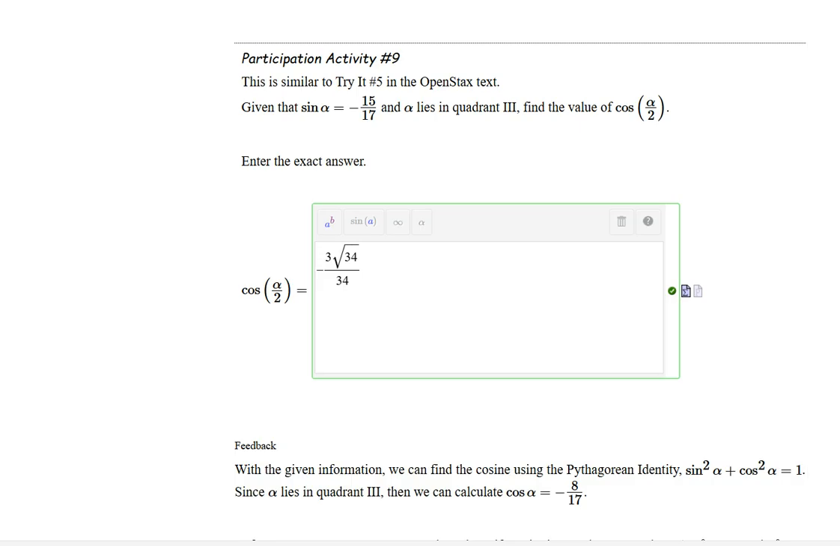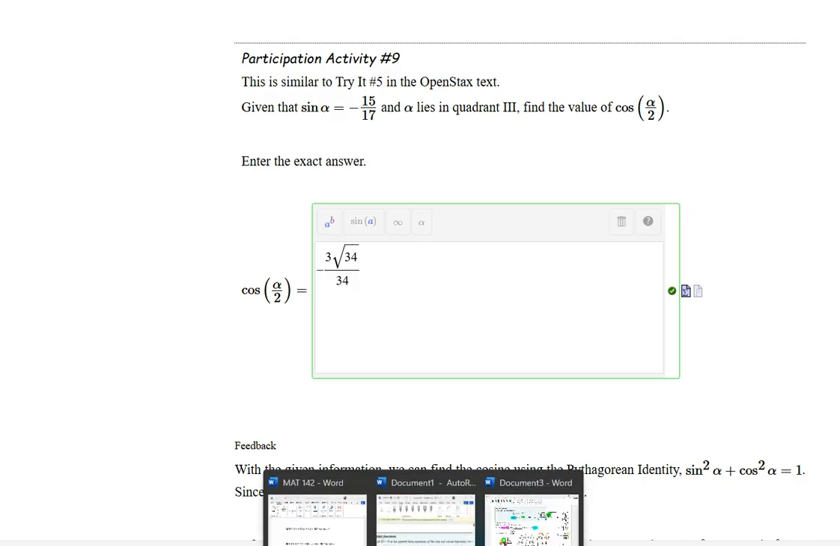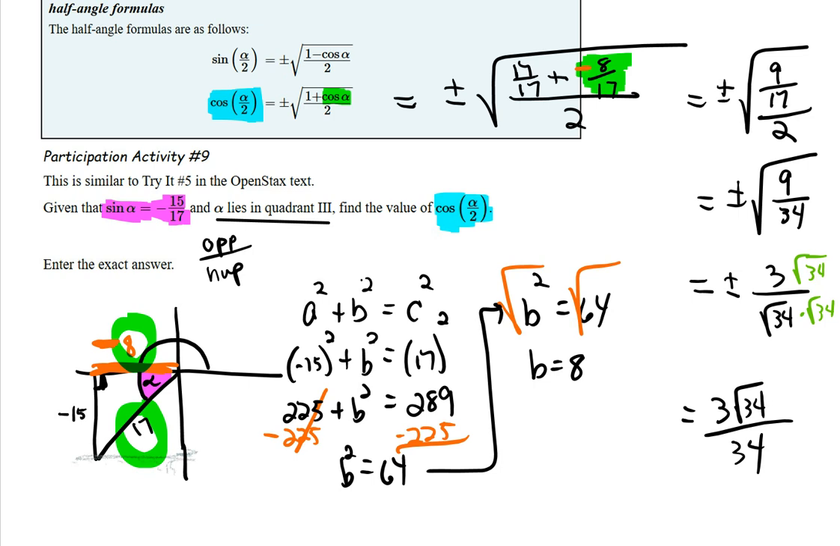Sometimes it helps to watch me struggle through it, I guess. But yeah, I forget things along the way. But it's part of the learning process. So in quadrant 3, cosine is negative. And that is the last problem in the reading and participation activities.